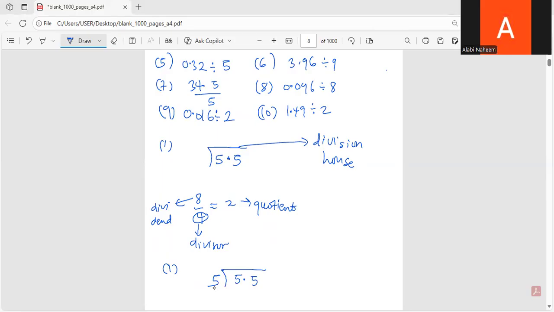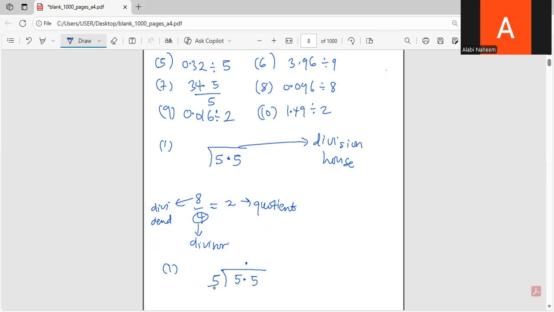So 5 in 5. Now the first thing we do is place the decimal point here such that it aligns with the decimal point in the dividend. You can see the decimal point is here. Now place the decimal point directly above it. Yes, that's the first step.